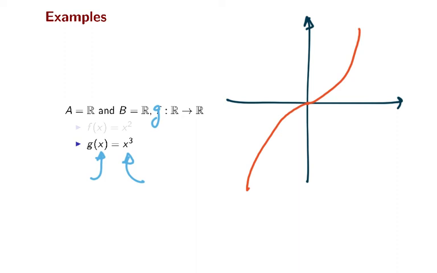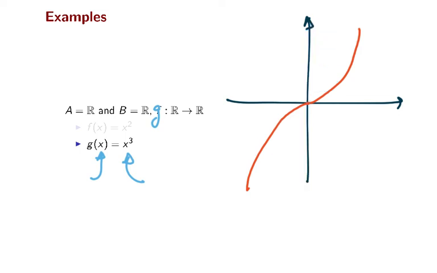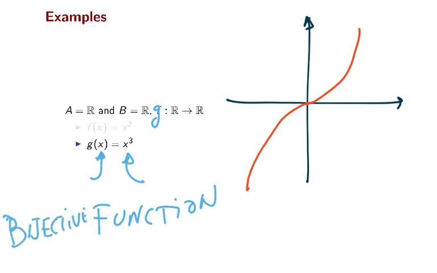And this function is also surjective, since in this case we see the function everywhere, not only in the positive part, but also in the negative part. So this function is injective and surjective. As a conclusion, this one is a function, and it's also a bijective function, since it is injective and surjective.